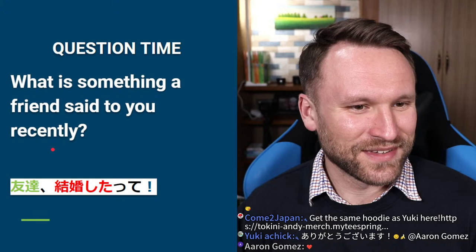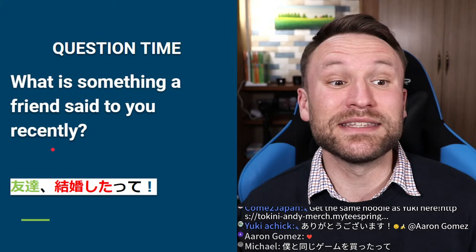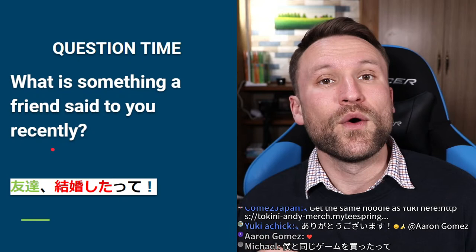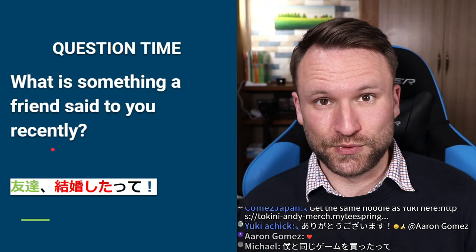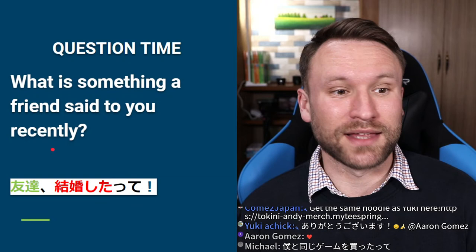News によると, 悪い車事故が街であるそうです. Nice. 街で, remember? So it's an event. When an event happens in a location, we use the de particle to mark the location. When something exists in a location, we use the ni particle. So if your car is in the town, 車が街にある. For an event like a jiko, like an accident, you would say machi de, aru sou desu, or atta sou desu, depending on if it's a past event or still ongoing.